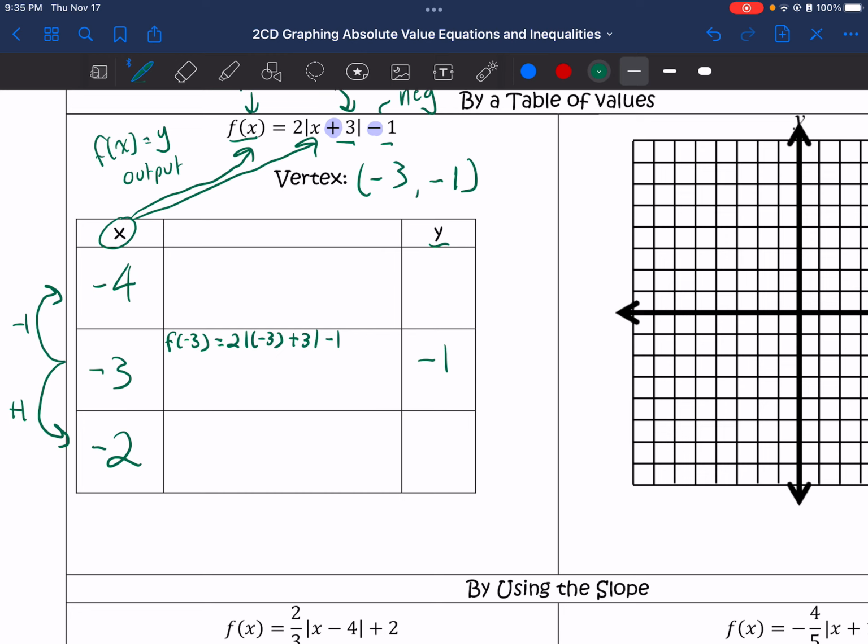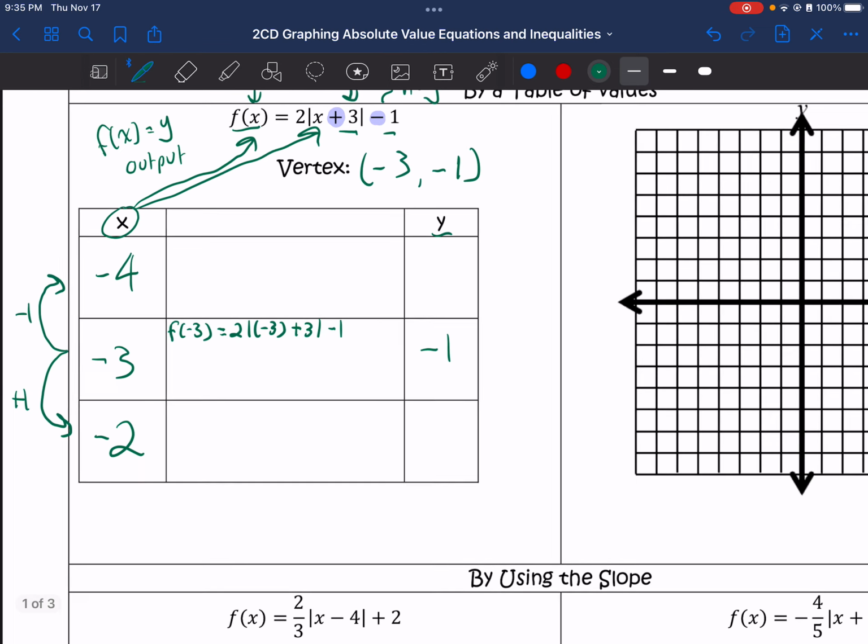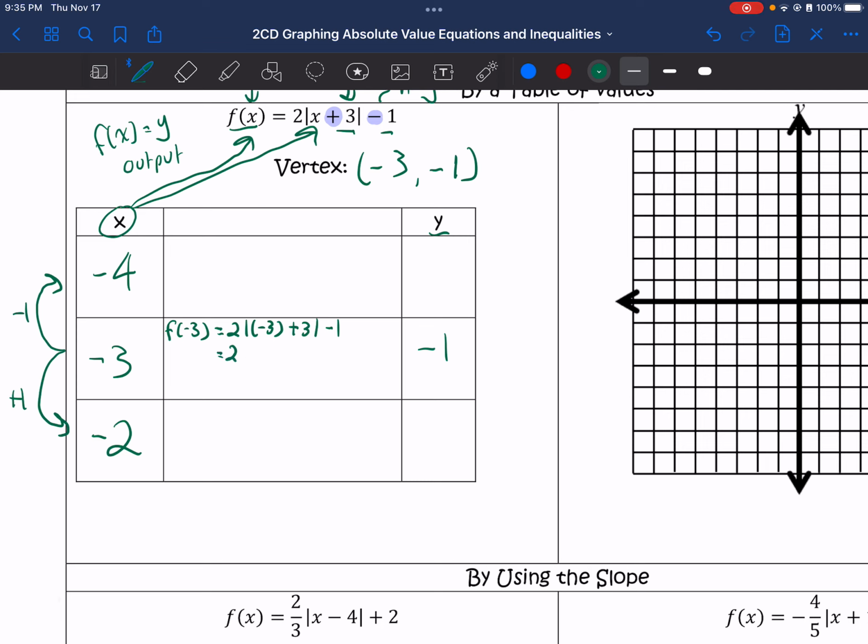So remember GEMDAS, we are going to do our grouping first. So we have to do everything inside our grouping. So we're going to do -3 plus 3, giving me 2 times the absolute value of 0 minus 1. We're still in our grouping stage. We still have to take the absolute value of our 0. The absolute value of 0 is just 0. So we're going to get 2 times 0. And this is when I can drop the absolute value brackets after I take the absolute value of the inside.